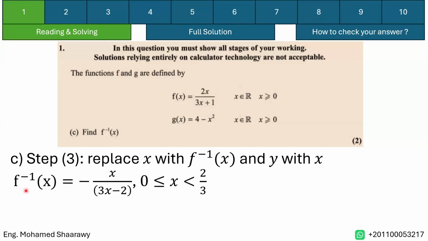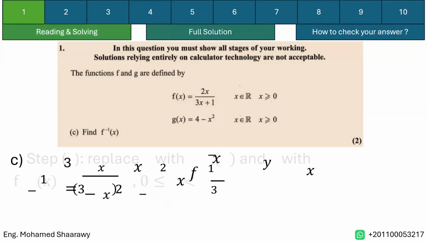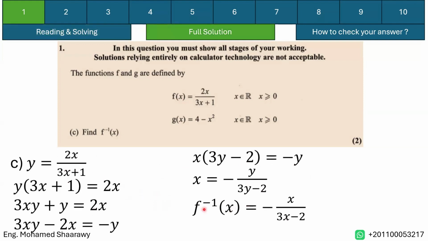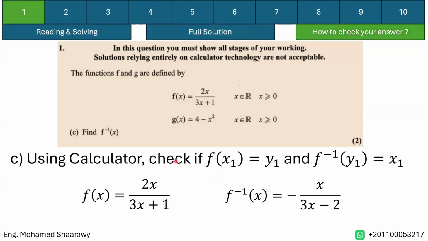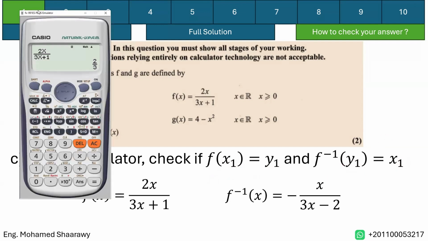Actually, the domain of the inverse is the range of the original function. I just wrote it as it is. Okay, and this is the full solution. And how can you check the answer in the exam, if this function and this one are inverses of each other? You can see that if the input of this gives you some output, and you take this output as an input here, it will give you the original input. So for example, if f of any number gives you y1, and you input this y1, you should find the original number.